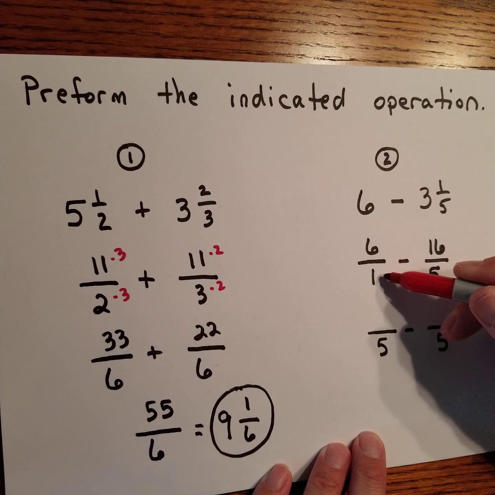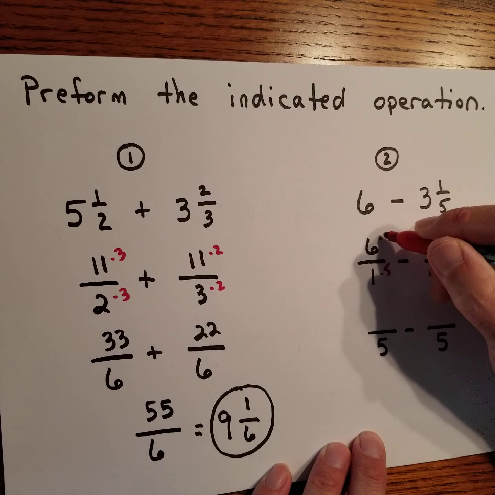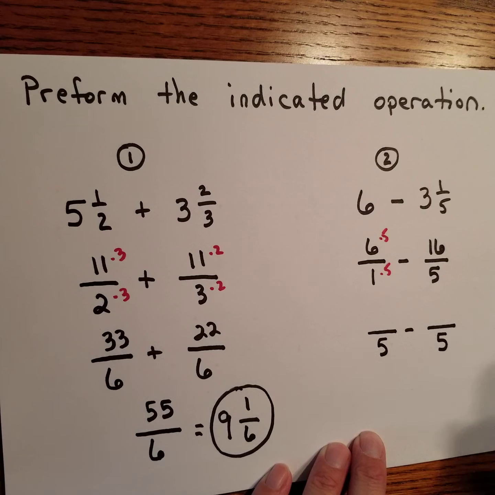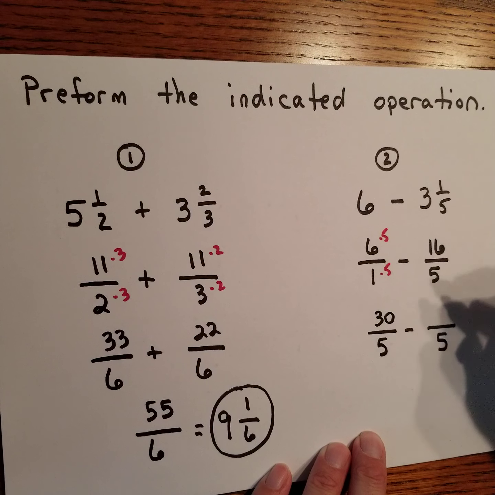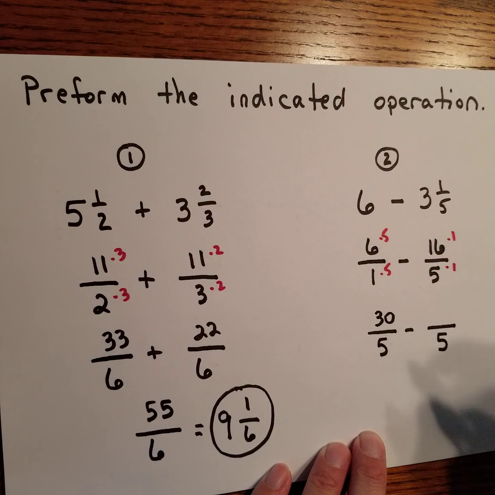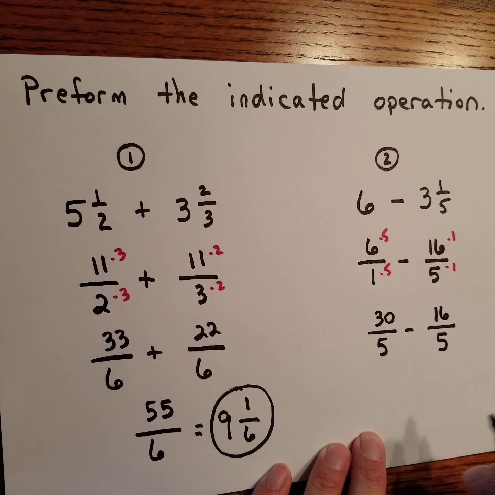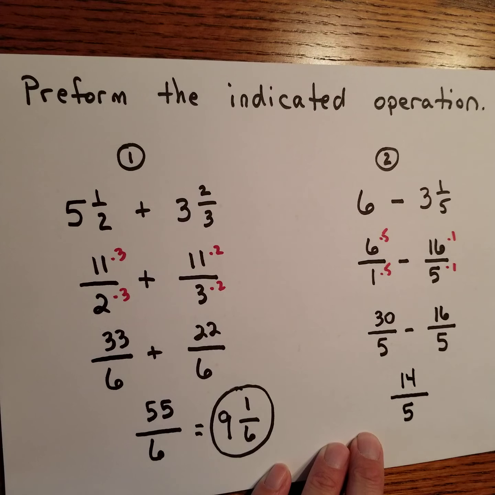Now for the numerators. What do you multiply times 1 to get itself? It's 5. Multiply the numerator by 5. And what do you multiply times a number to get itself? It's 1. Multiply the numerator by 1. Now keep the common denominator. Subtract the numerators. 30 minus 16 is 14.